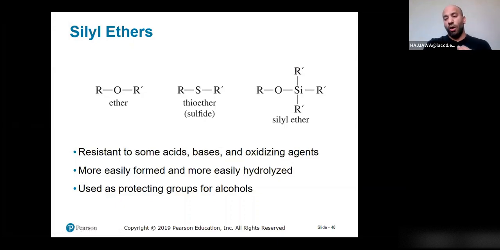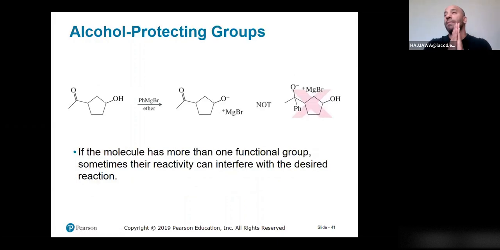What do we use those for, the silyl ethers? First of all, they are resistant to some acids, bases, and oxidizing agents. And they are easily formed and easily deprotected or hydrolyzed. So here's an application of silyl ether, the fact that they are easily put on and easily removed.